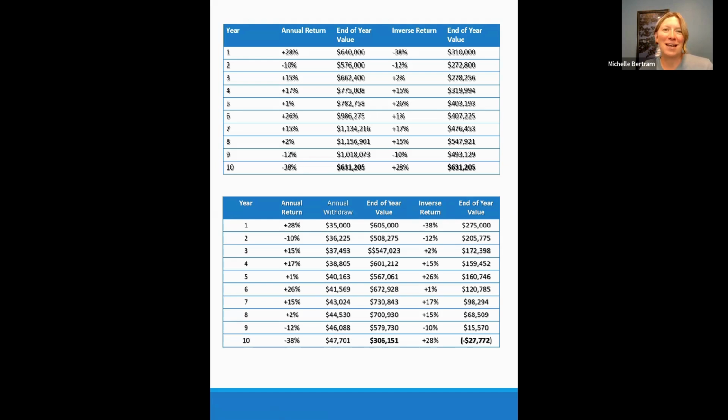Now, this might seem like a heightened example, and actually these were returns in what we call the lost decade in the stock market. That was from 2000 to 2010. Those were the actual returns, okay?